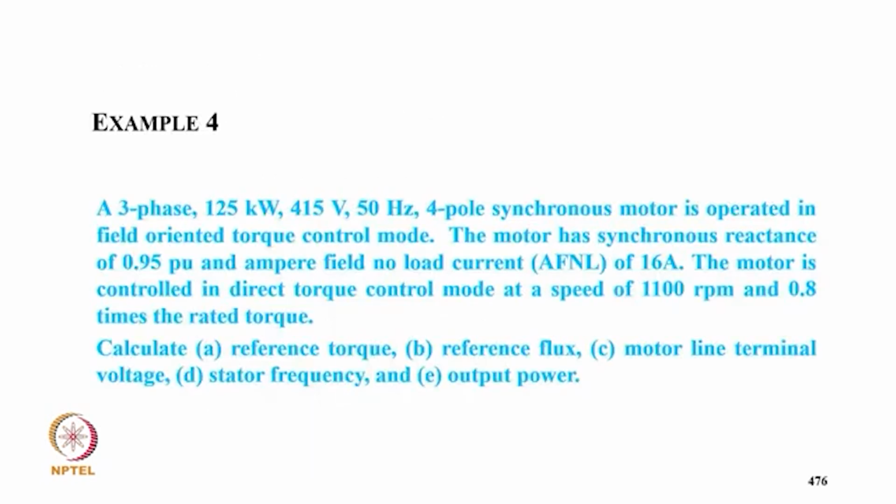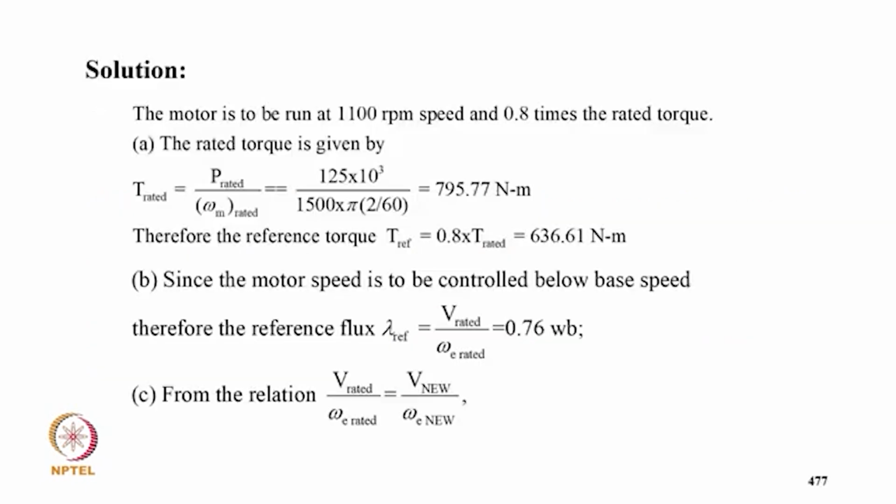Example 4: a 3-phase 125 kilowatt 50 Hz 4 pole synchronous motor is operated in field torque control mode. The motor has a synchronous reactance of 0.95 per unit, a field no load current, and a voltage of 16 ampere. The motor is controlled in direct torque control mode at a speed of 1100 rpm and 0.8 times the rated torque. Calculate the reference torque, reference flux, motor line voltage, rated frequency, and the output power.